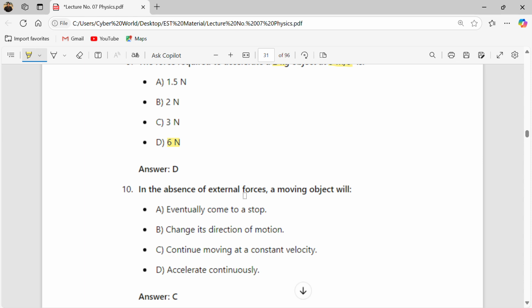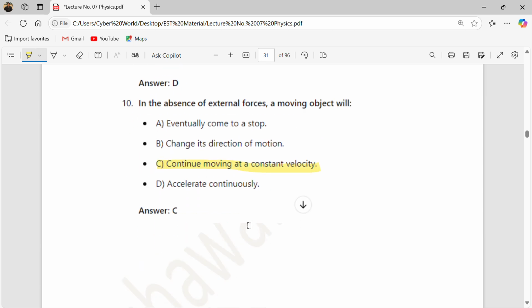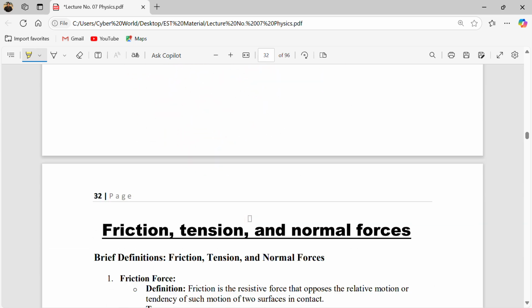In the absence of external force, a moving object will... So in the absence of external force, if there is no external force, the moving object continuously moves with the same velocity, meaning with a constant velocity, because there is no change in the velocity if no external force is applied, according to Newton's first law of motion. So the correct answer is: continue moving at the same velocity.